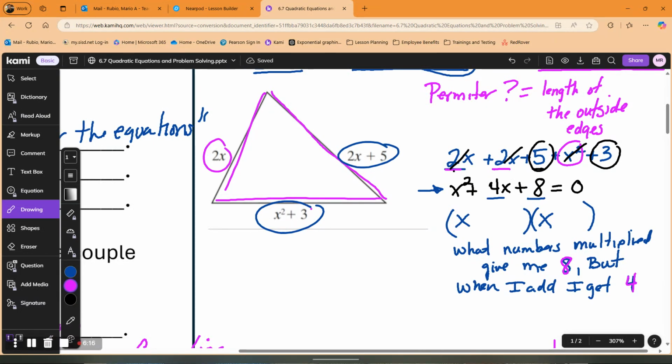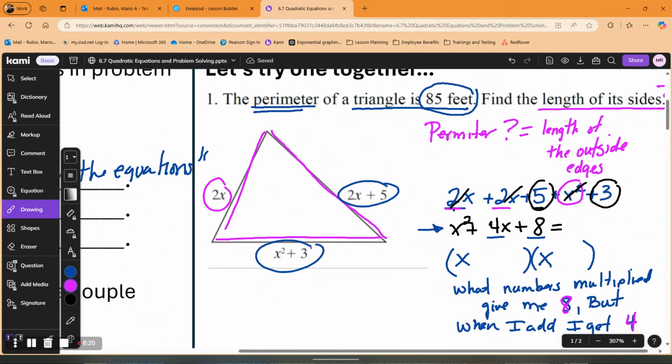Okay, you know what, guys? I made a mistake. Now I know why it's not making sense. It's not equal to 0. It told us that the perimeter is equal to 85. So I need to put 85 here. Okay. Now let me do a little bit of algebra. Remember, I do want 0 on the right side of the equal. Right here, I want that to be 0.